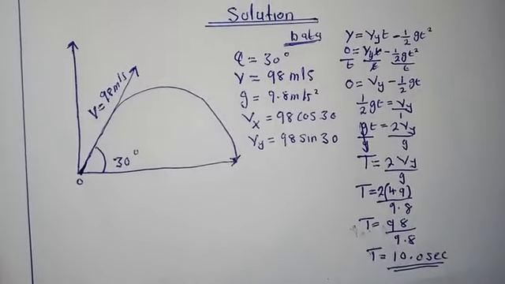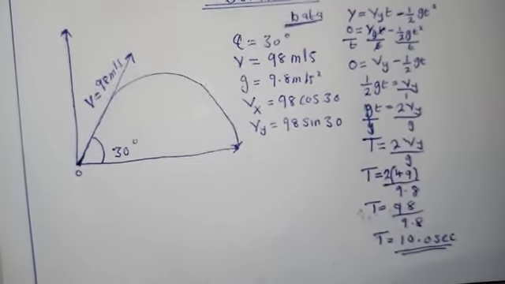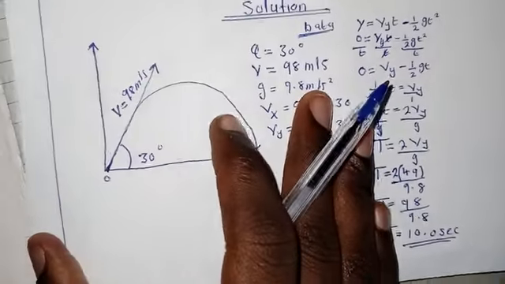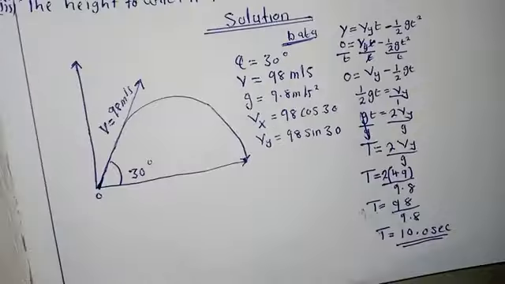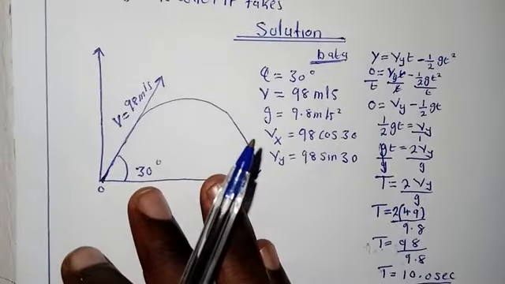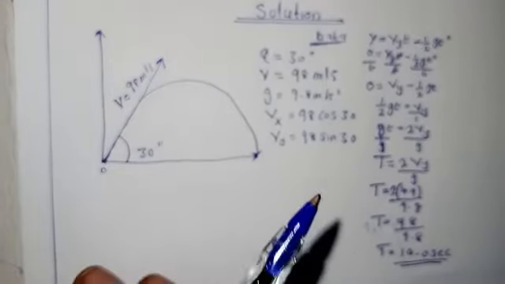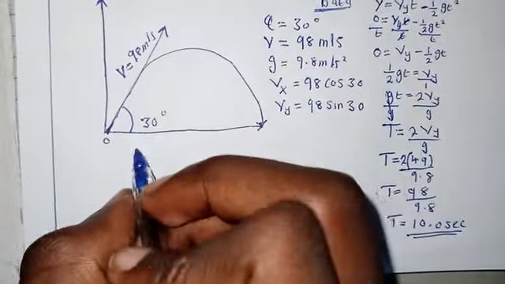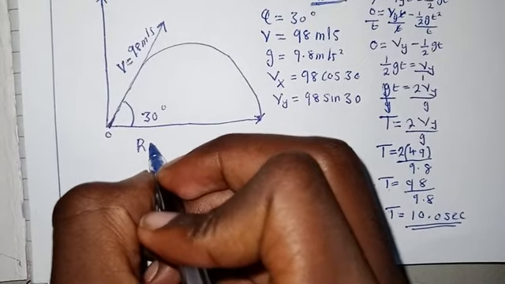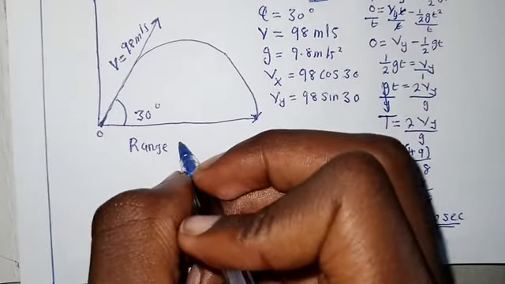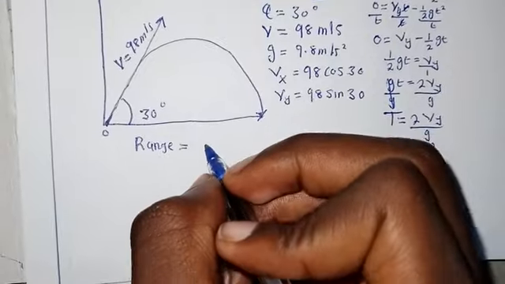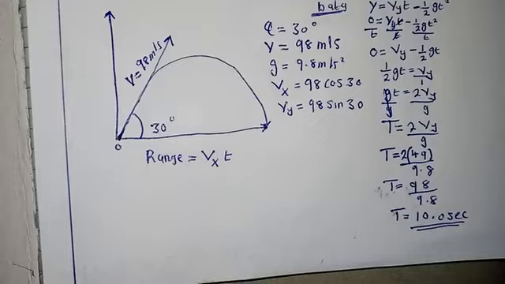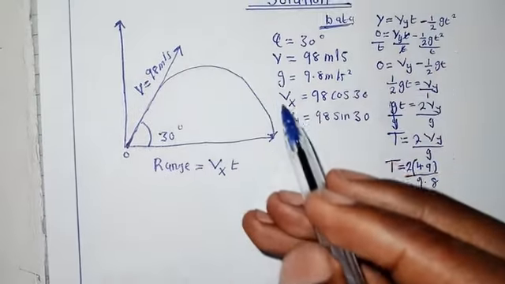Okay, we get to the second question, the range of the flow. Now they want us to find, because we know that the range is simply this distance. Okay, the range is simply this distance, the distance from here to here. Now the range is simply given by the formula: range is equal to Vx multiplied by the time it would take from here up to here.